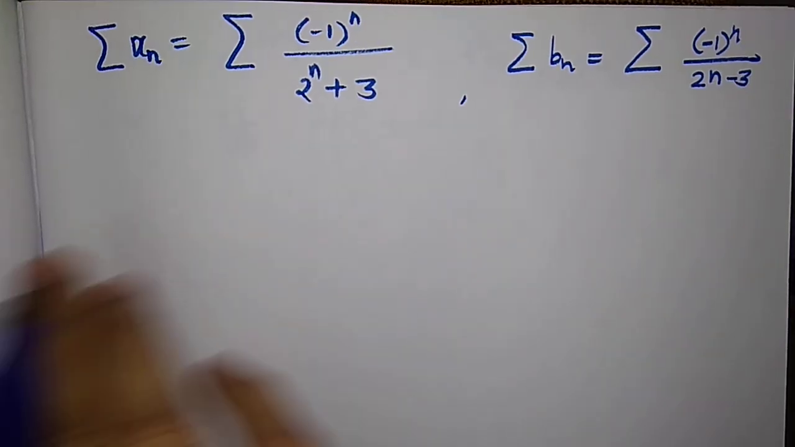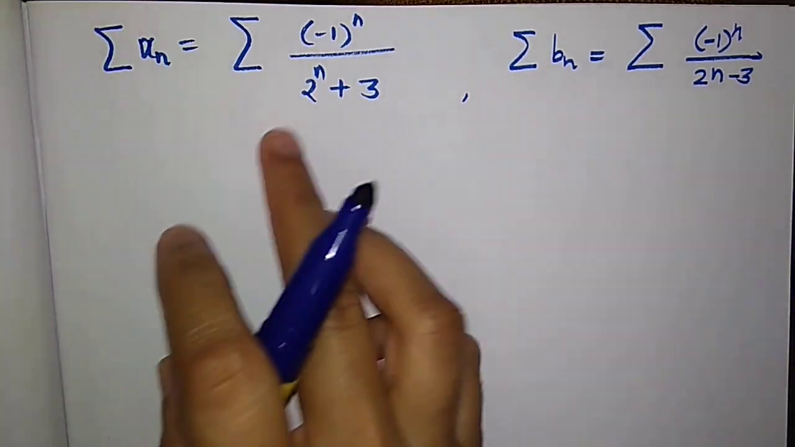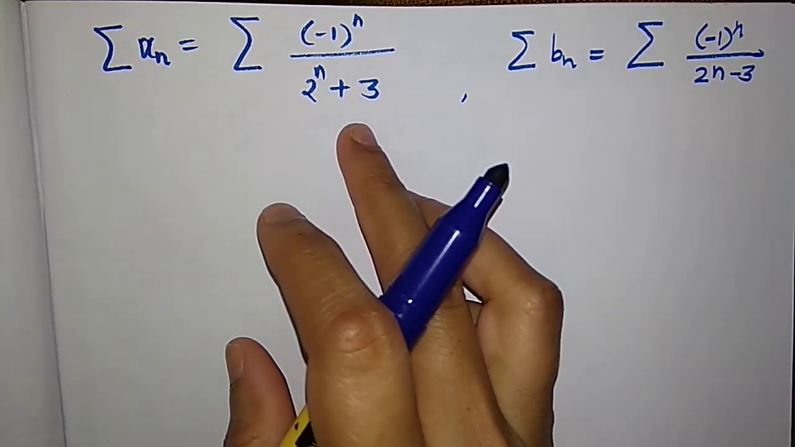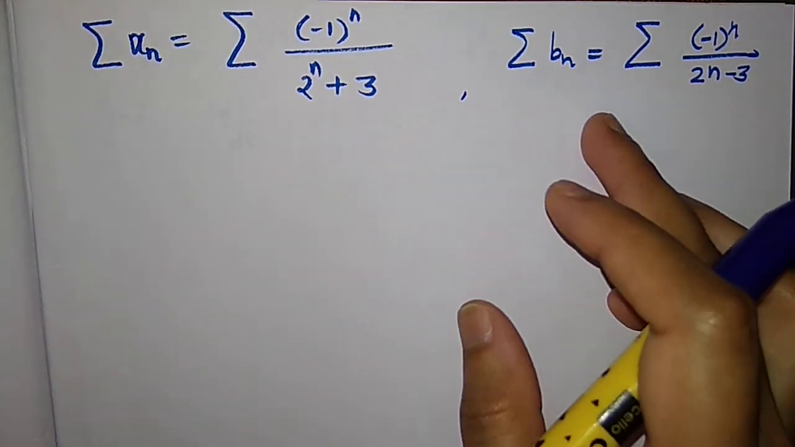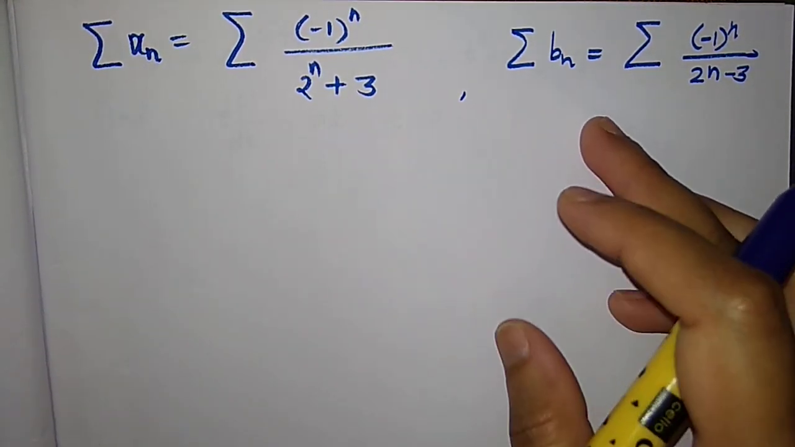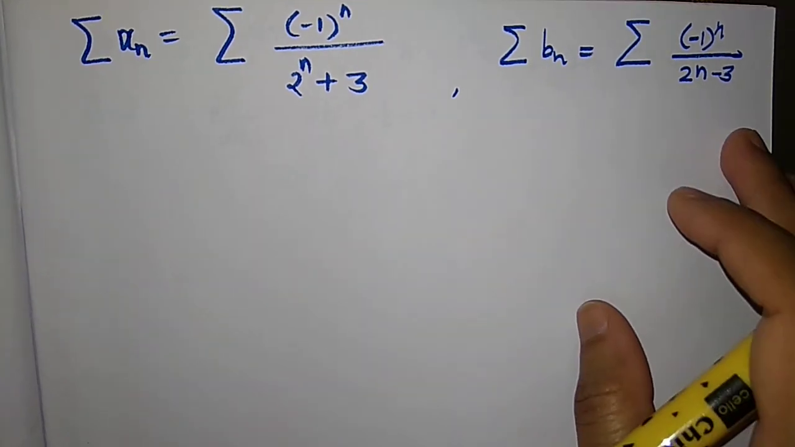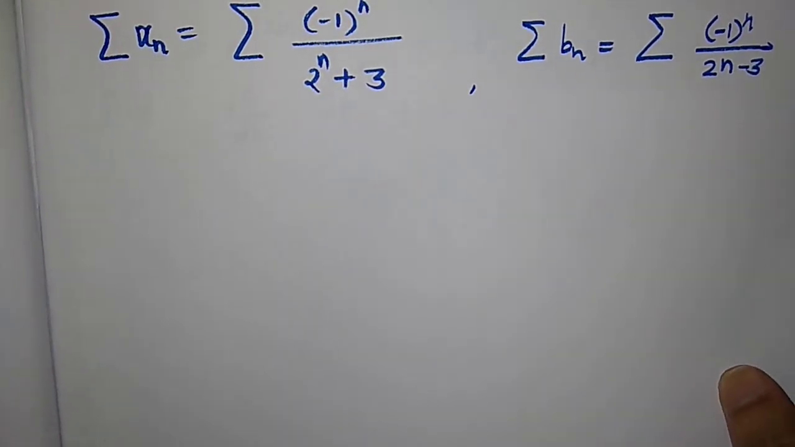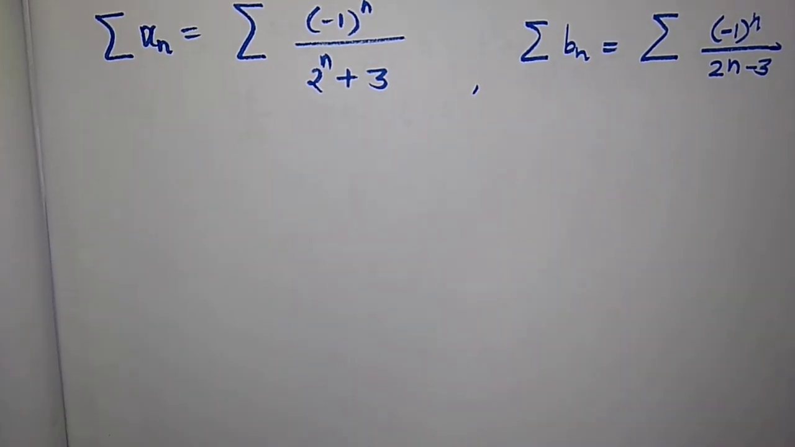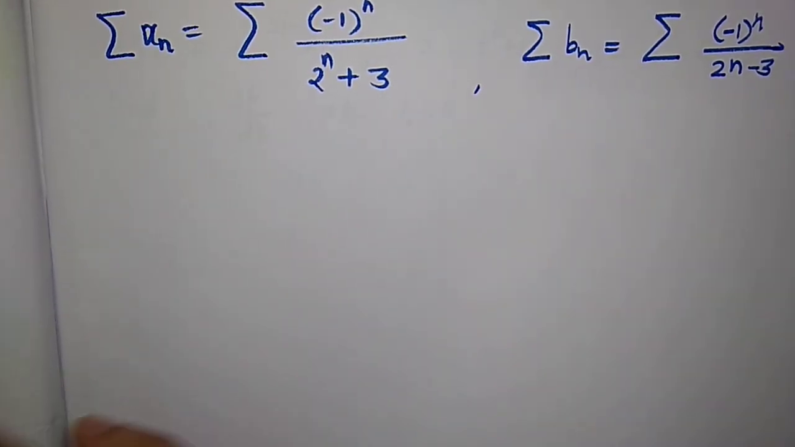Now let us solve another question. The question is, we have been given two series. Let the first be summation a_n, which is (-1)^n upon 2^n plus 3, and let the other series be summation b_n, which is (-1)^n upon 2n minus 3. And we are asked about the conditional convergence or absolute convergence of these series.